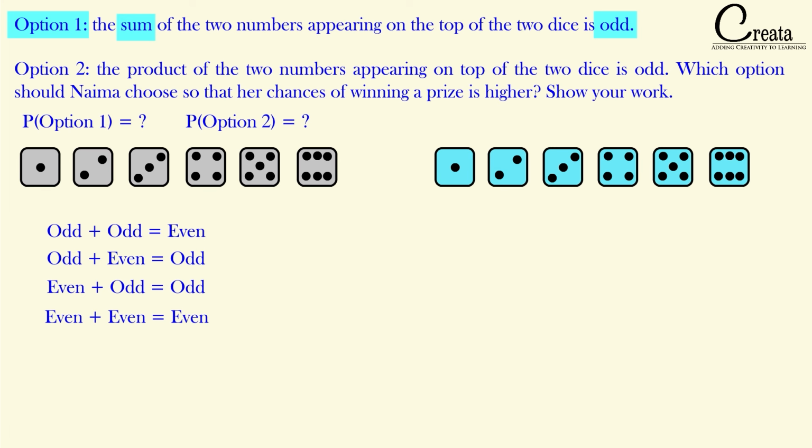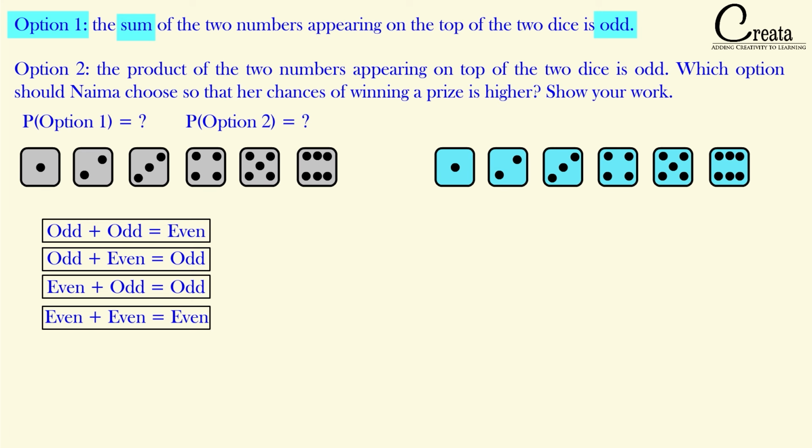So these are the only 4 possibilities when we roll the dice in case of addition of odd and even numbers. Okay? So we are getting a total of 4 outcomes. And what is our favorable outcome in which Naima will win the game? It is odd. That is outcome number 2 and outcome number 3. If she gets outcome 2 or 3, she will win the game. If she gets outcome 1 or 4, she will lose the game.